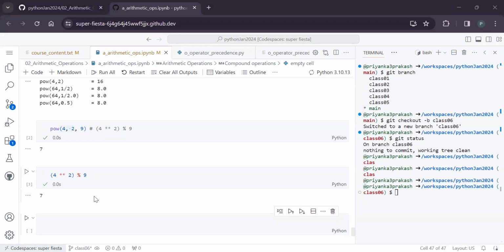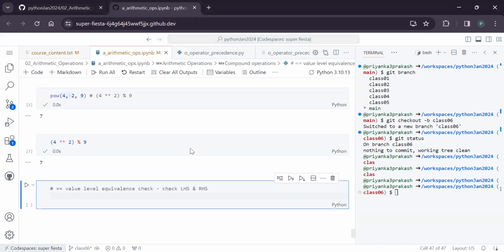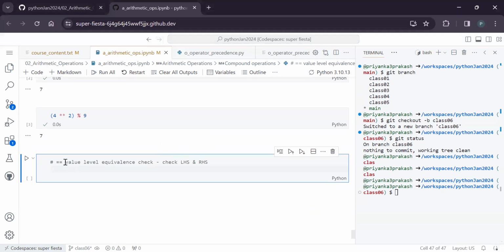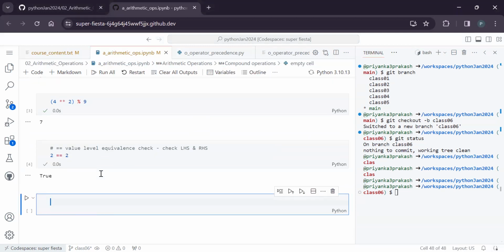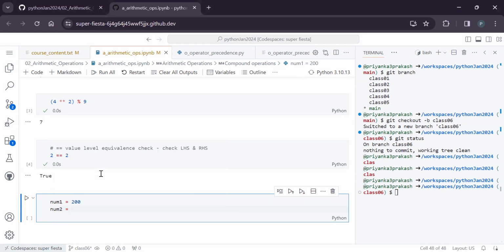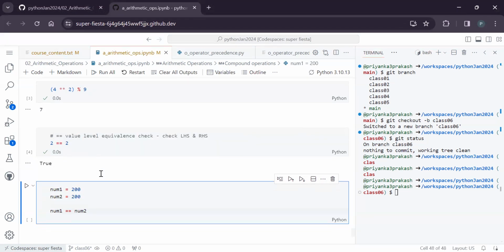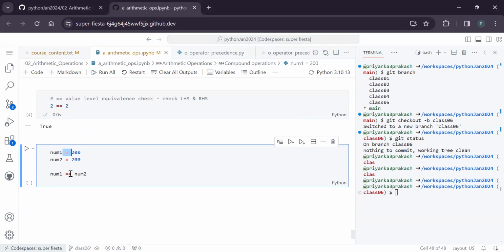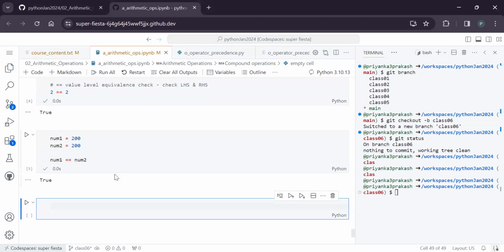So now there is one more operator I want to introduce to you. This is called the equivalence operator. On the left hand side and right hand side, if both are equal or not, we can check using this. If I say 2 equals equals 2, whether both are equal? Yes. Similarly, if I say number 1 is equal to 200, number 2 is equal to 200 again. Now if I say number 1 is equivalent to number 2, observe the difference. This is the assignment operator. This is the equivalence check operator. It will check whether both sides' values are equal or not.